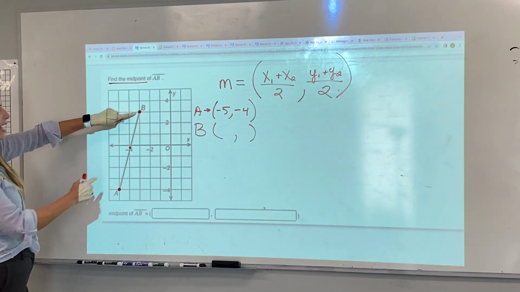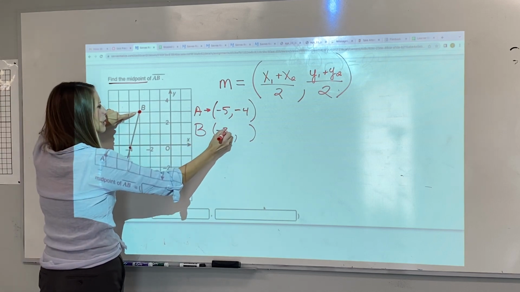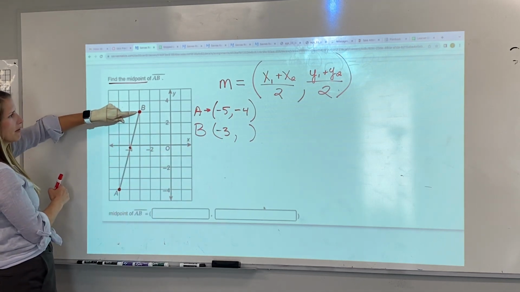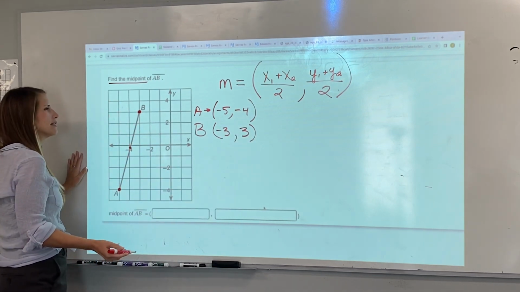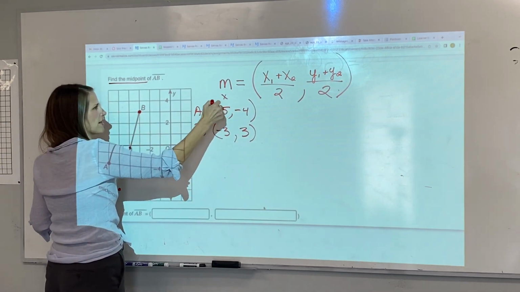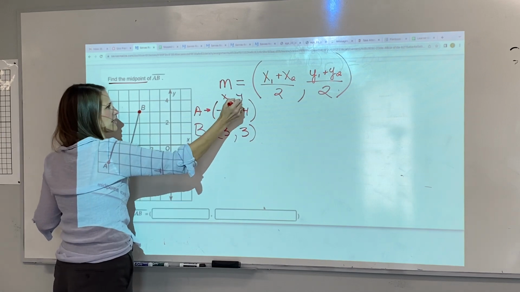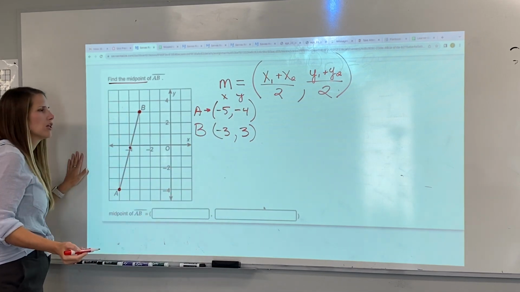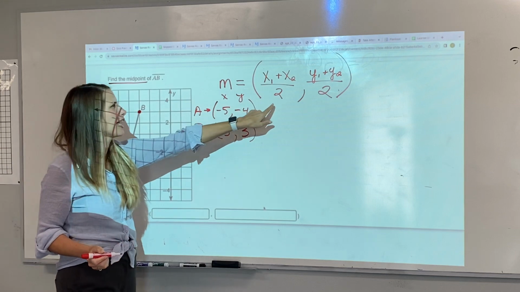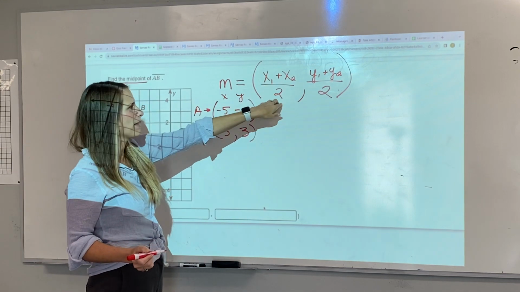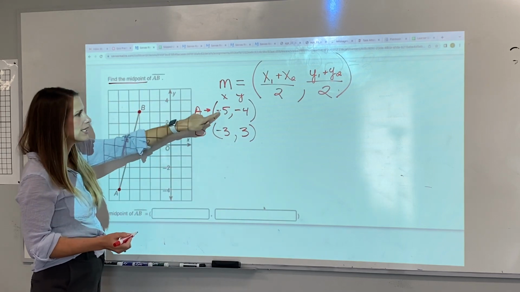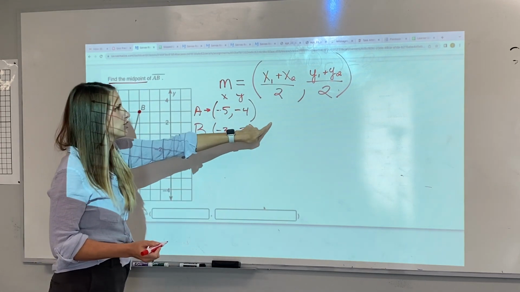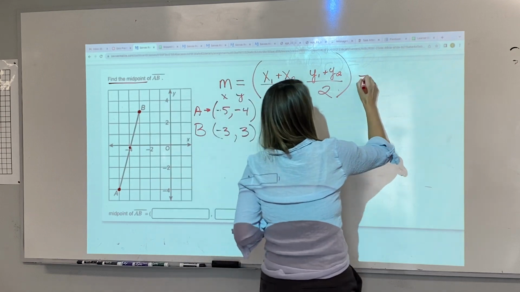-3. And then +3. Very good. So these are my points. I'm just gonna organize them and say that this is my X column and this is my Y column. So if I need to find the average of my X values, I just take my two X values, add them together, and divide by 2. I'll go ahead and do it over here, okay?